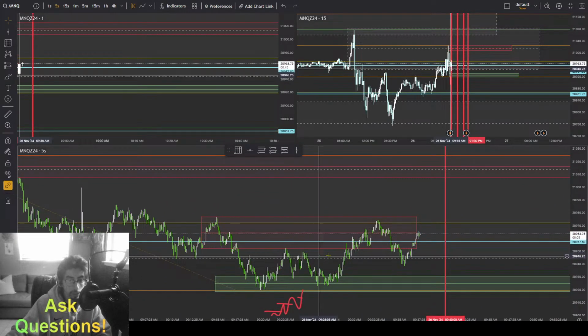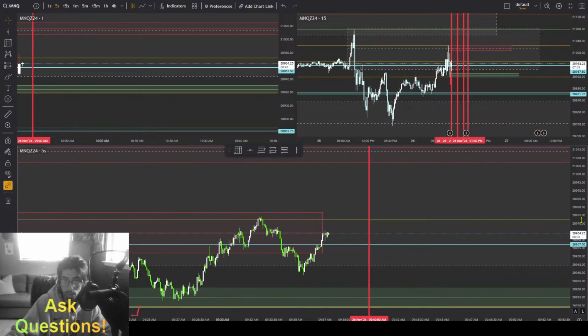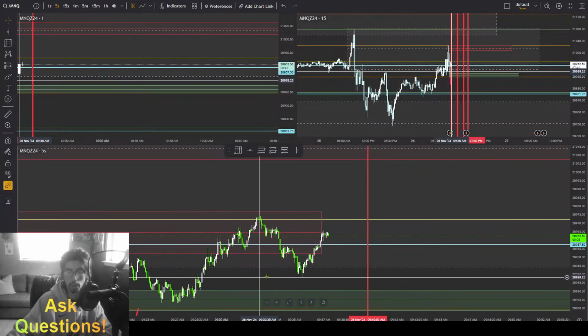If you have any suggestions on changing my candle colors, I'm open to it. I'm not really a big fan of the bright green.